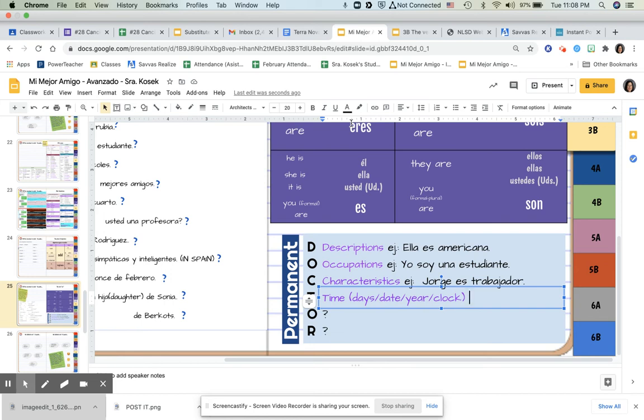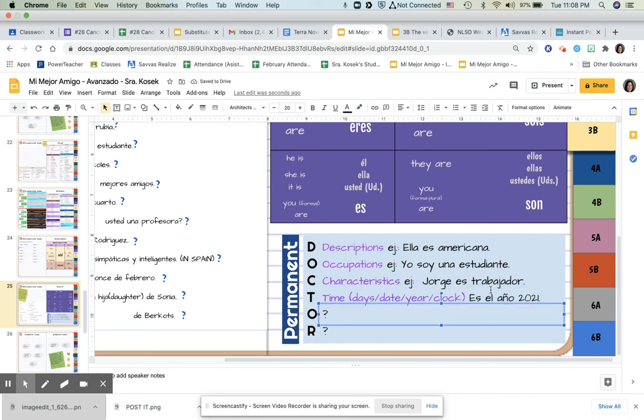It is 2021. Es el año 2021. So "it is" would be S, time. And that's where you guys could argue that it's not permanent, but technically it is. For the whole year of 2021, it's permanently 2021. For whatever day of the week you're talking about, it is currently that day. The date is that date for 24 hours.